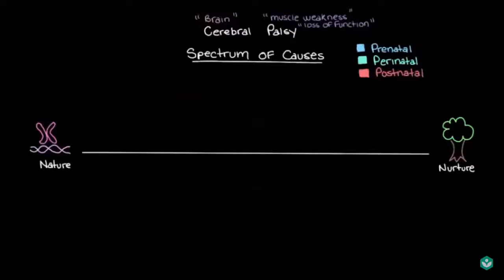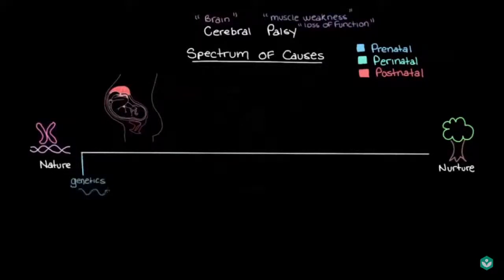Alright, so let's start with events that can occur before birth, so in utero. So all the way over on the nature end of our spectrum, we can put genetics. There are a few genetic causes of cerebral palsy. So mom or dad, maybe they inadvertently passed on a mutated gene that results in damage to one of these movement centers in the brain. But these are pretty rare causes of cerebral palsy.